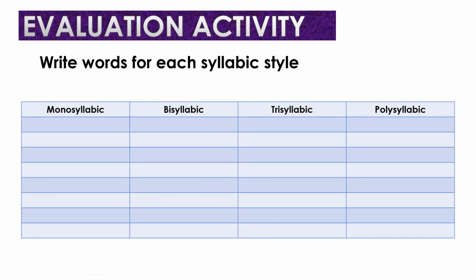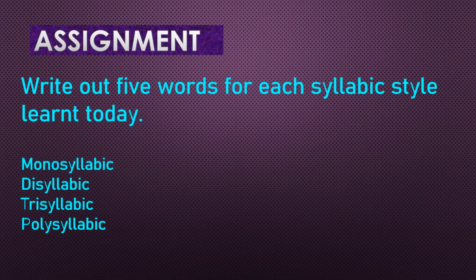Evaluation activity. I want you to write a word for each syllabic style: monosyllabic, bisyllabic, trisyllabic, and polysyllabic. Please note, for your polysyllabic, I want words with more than three syllables. I don't want you to give me two syllables for polysyllabic. I know they actually fit in, but I want you to explore more. And your last assignment, I want you to write out five words for each syllabic style length today. So you're going to write five words for monosyllabic, disyllabic, trisyllabic, and polysyllabic. If you notice, I'm using bisyllabic and disyllabic interchangeably so that you know that they both mean the same.